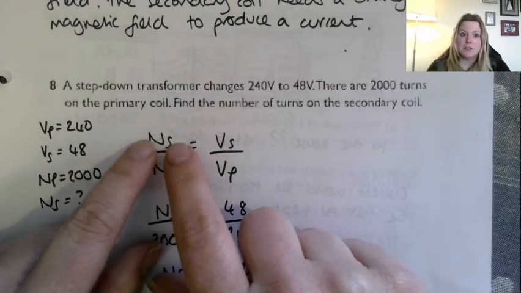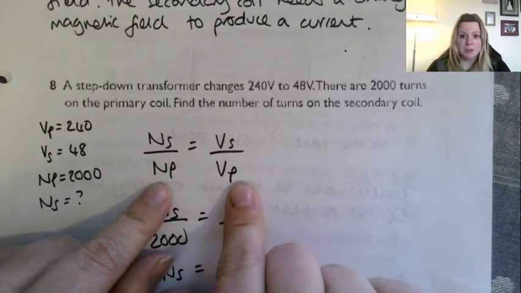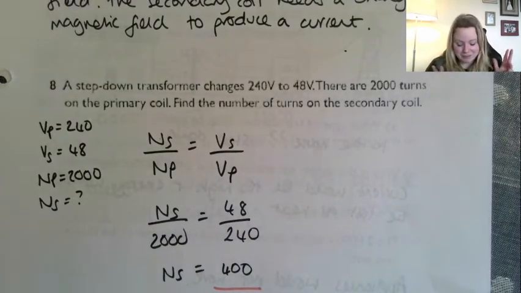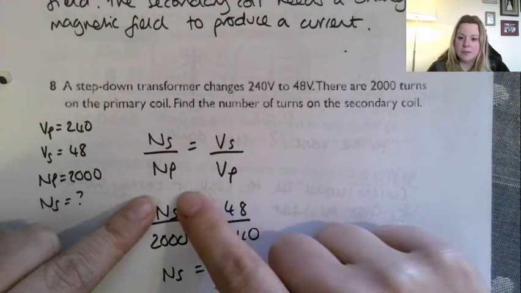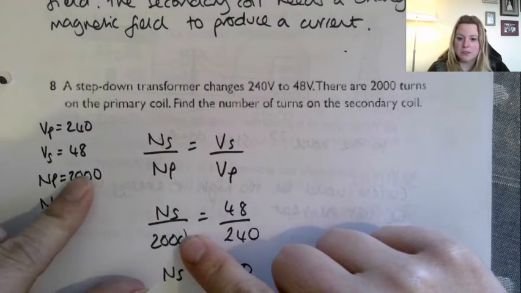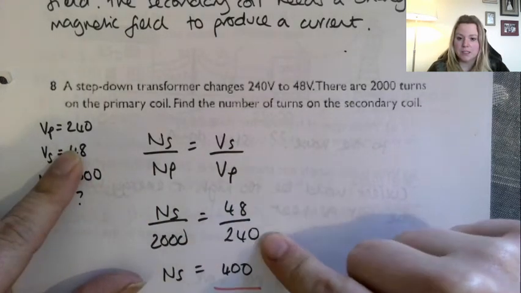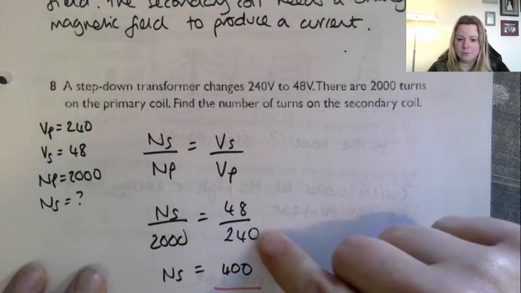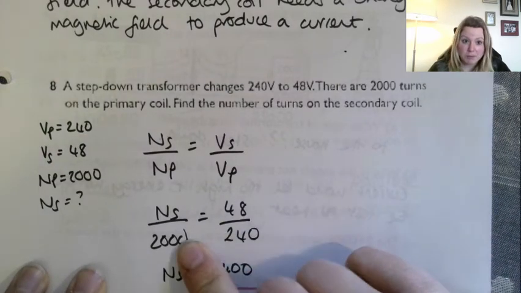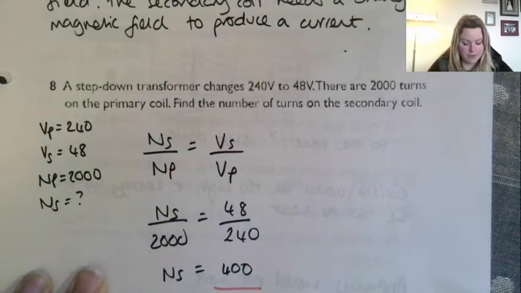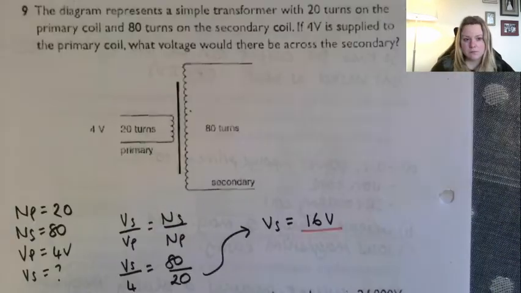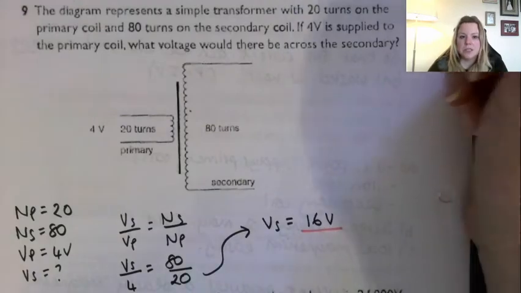Make sure your S's are on the top line altogether and P's on the bottom line altogether, or the opposite of what I have just said. So NS over NP equals VS over VP. So NS over 2000 equals 48 over 240. 48 divided by 240 multiplied by 2000 will give you this value for NS. So it is 400. Okay, over the page to question 9.